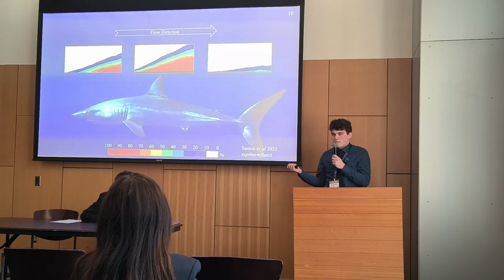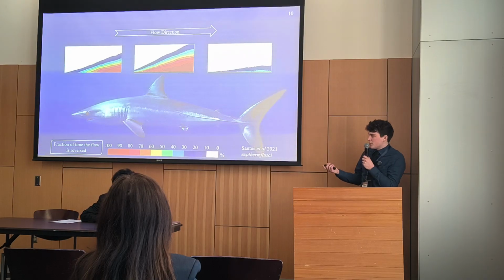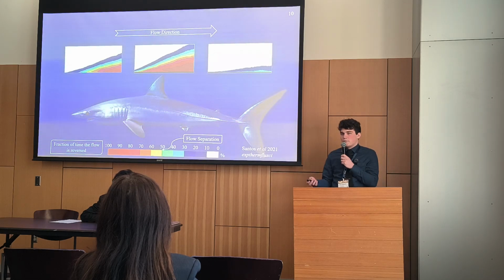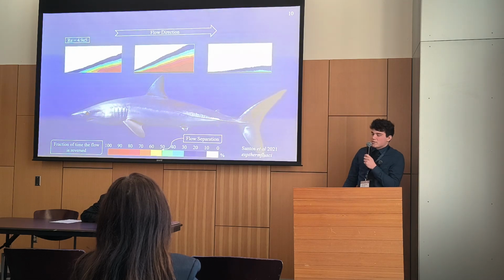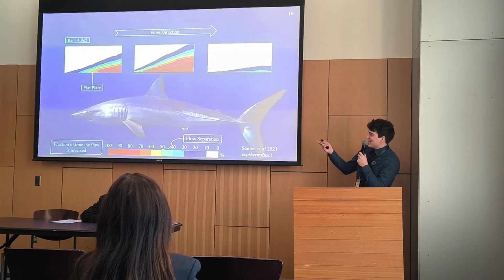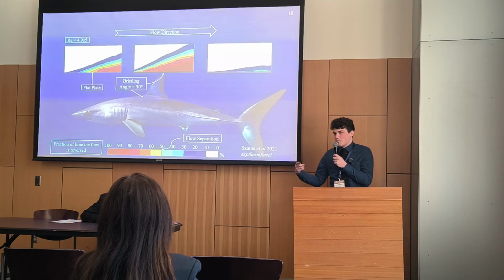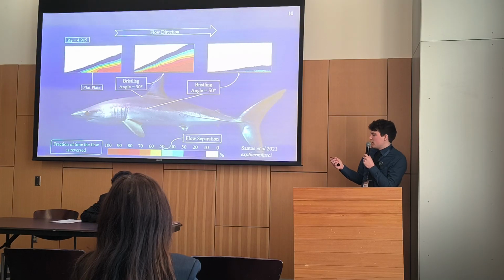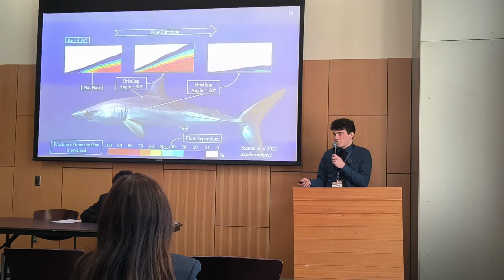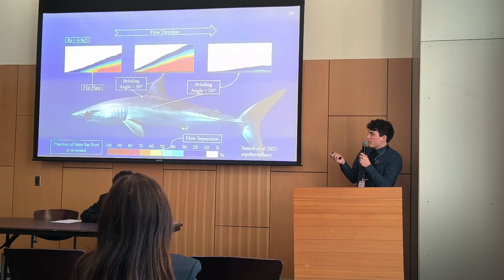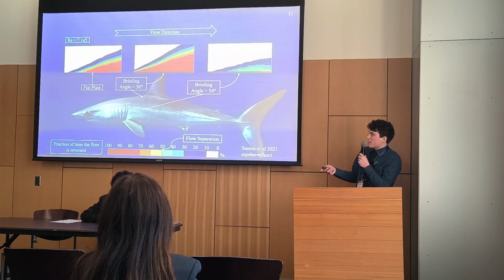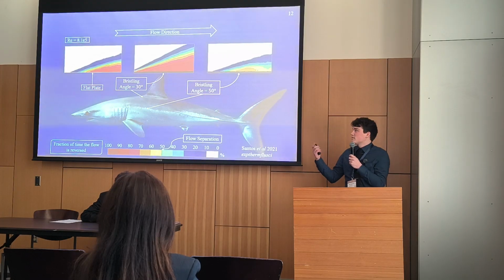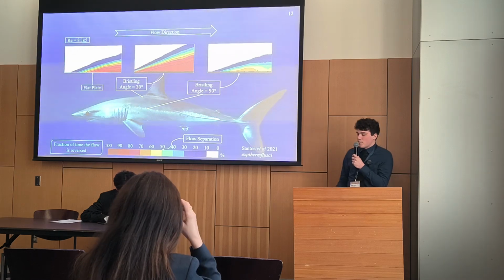This is work done by Santos et al. in 2021. The legend colors are the fraction of time the flow is reversed. So right at 50%, that's when we would define flow separation. This is at a Reynolds number of 4.9E5, on a flat plate. This is for shark skin with a bristling angle of 30 degrees, and that's shark skin with a bristling angle of 50 degrees. So at 50 degrees, shark skin is dramatically reducing flow separation. This also occurs at Reynolds numbers of 7.1 and 8.1.